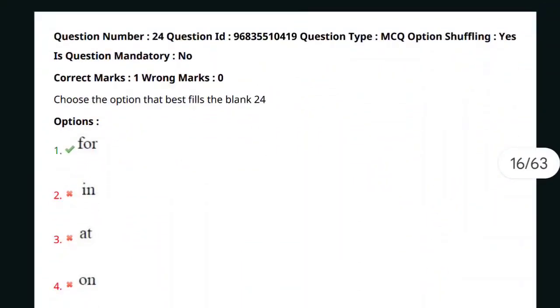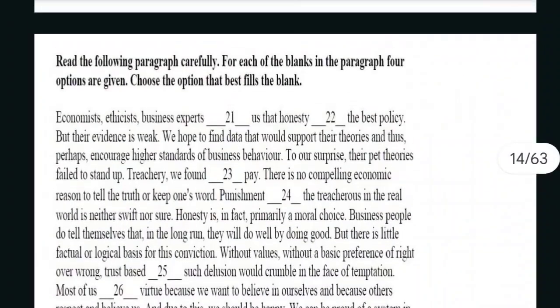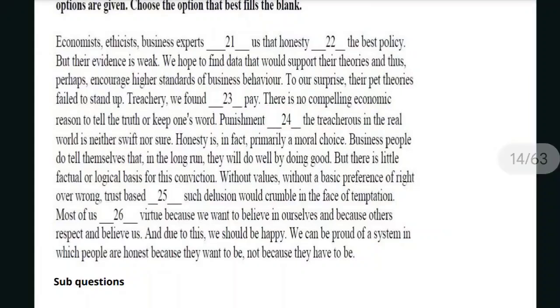Let's move towards the 24th question. Choose the option that best fills the blank 24. Here they gave us options for, in, at, on. Let's jump towards the paragraph and we'll see the 24th blank and which suits there. Punishment for the treacherous in the real world. So here the correct preposition is for. Punishment for the treacherous in the real world is neither swift nor sure.